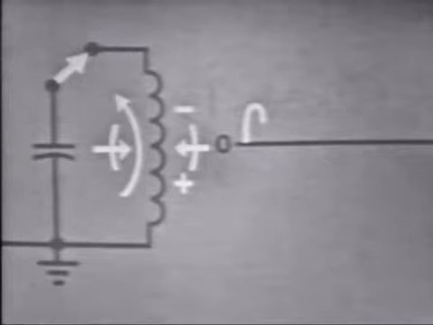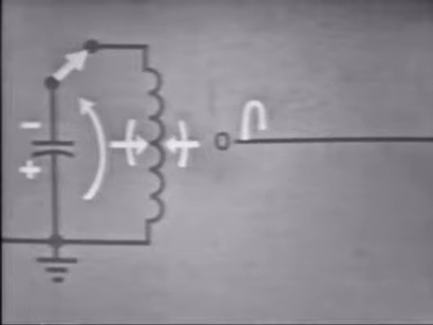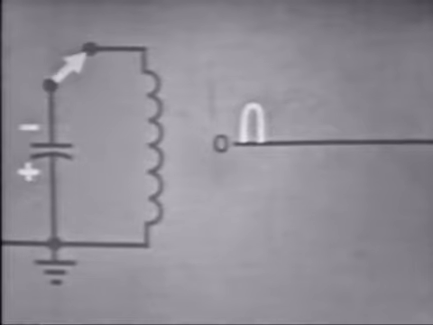Or the coil becomes the source as the energy stored in the magnetic field is put back into the circuit, causing the capacitor to charge in the opposite direction. Now, when the field about the coil is completely collapsed, current is zero, and the capacitor is charged in the opposite direction. And it will again discharge through the coil.